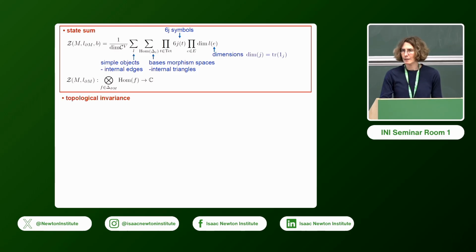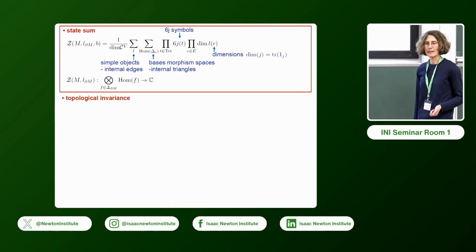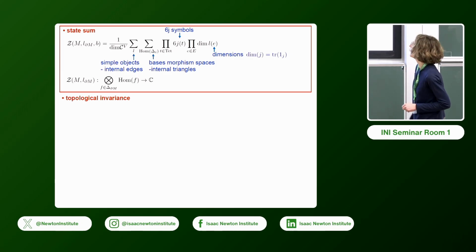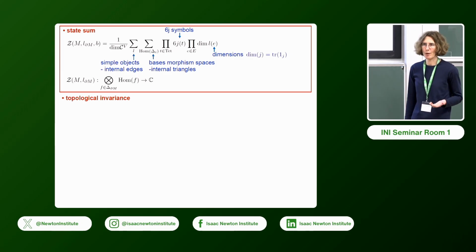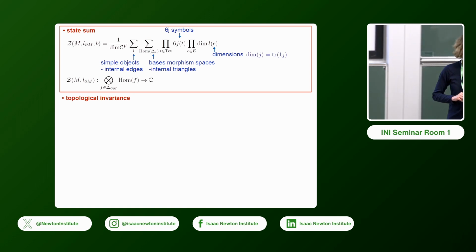Sorry, what is B? So here I want to distinguish the L, that is the labeling with the simple objects at the boundary, and the B is the labeling with morphisms at the boundary triangles. And in the second formula it's not there anymore, because instead of a labeling I see it as a map from the tensor product of all these spaces.